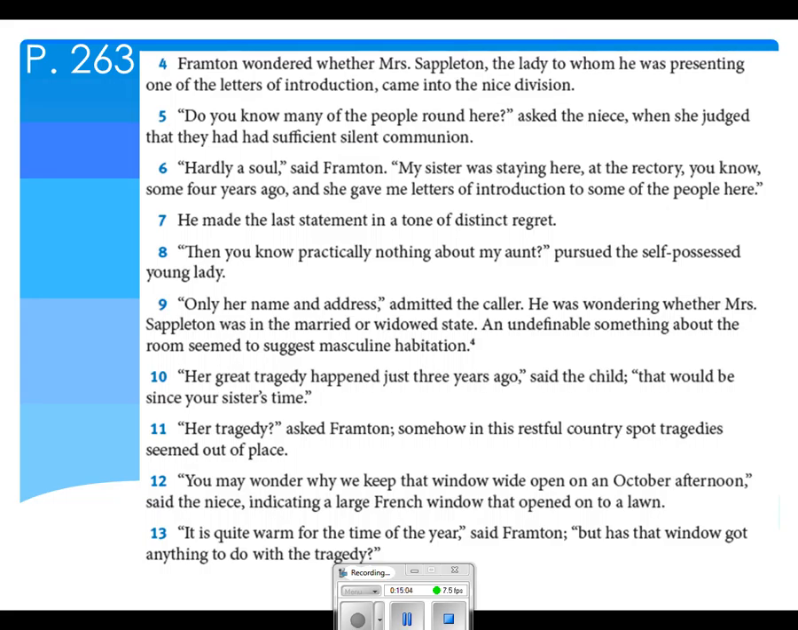He was wondering whether Mrs. Stapleton was in the married or widowed state. An undefinable something about the room seemed to suggest masculine habitation. Her great tragedy happened just 3 years ago, said the child. That would be since her sister's time. Her tragedy? asked Frampton. Somehow in this restful country spot, tragedy seemed out of place. You may wonder why we keep our window wide open on an October afternoon, said the niece, indicating a large French window that opened onto a lawn. It is quite warm for the time of the year, said Frampton, but has that window got anything to do with the tragedy?